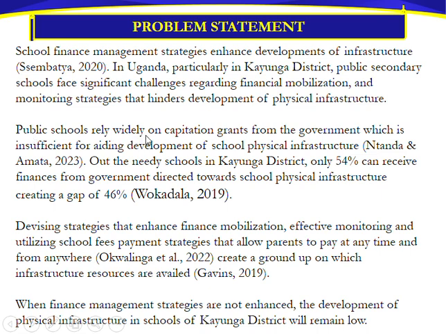Public schools rely widely on capitation grants from the government, which is insufficient for aiding development of physical infrastructure, according to Ntanda and Amata. Is that ideal or reality? Reality. Out of the needed schools, only 54 can receive finances from government directed towards the school infrastructure, creating a gap of 46. Reality.